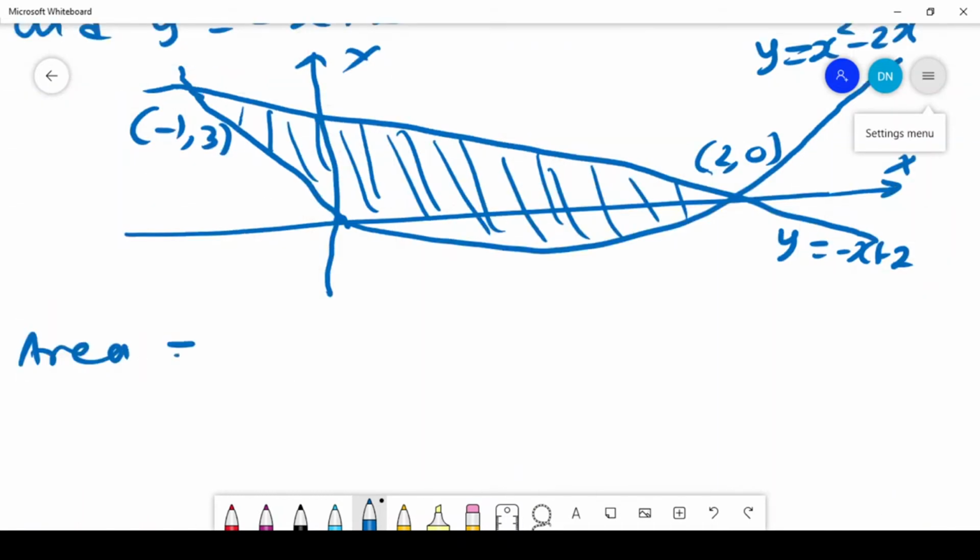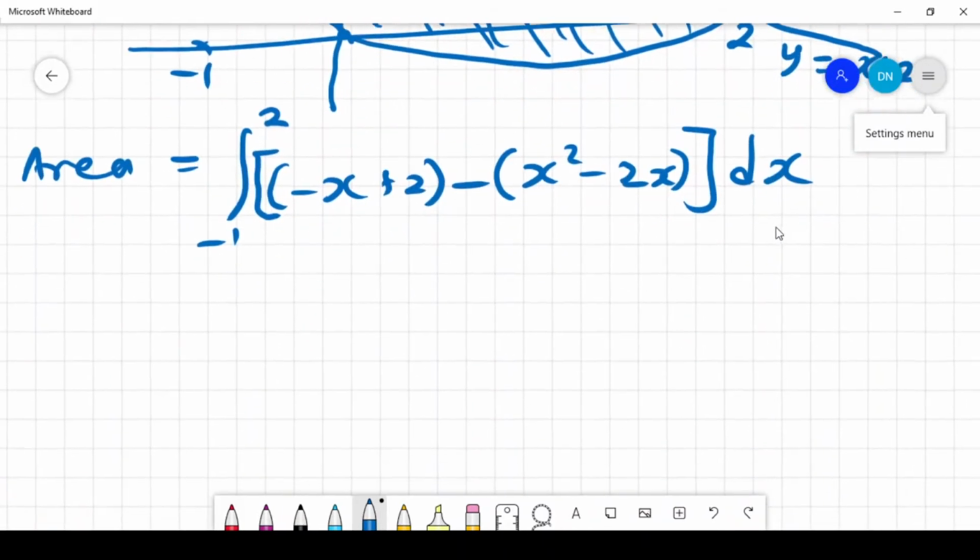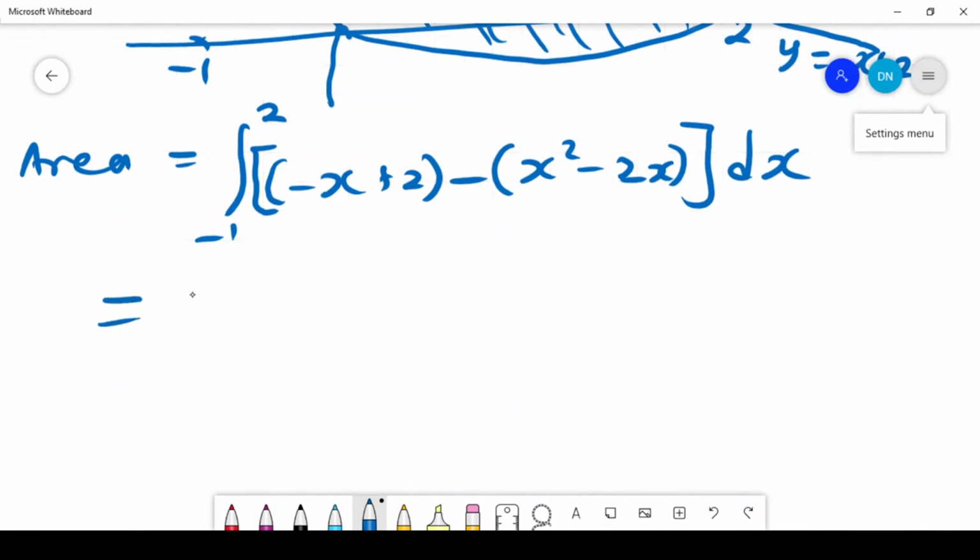And now we are going to integrate x starting from negative 1 to positive 2 here. And then we take the upper curve minus the lower curve. And then everything we are going to do dx. And that takes us to the next step, which is negative 1, 2.